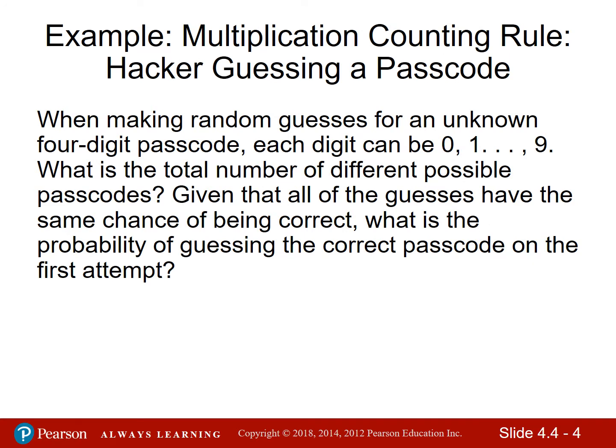Multiplication counting rule example. When making random guesses for a known 4-digit passcode, each digit can be 0, 1, up to 9. What is the total number of different possible passcodes, given that all the guesses have the same chance of being correct? What is the probability of guessing the correct passcode on the first attempt?